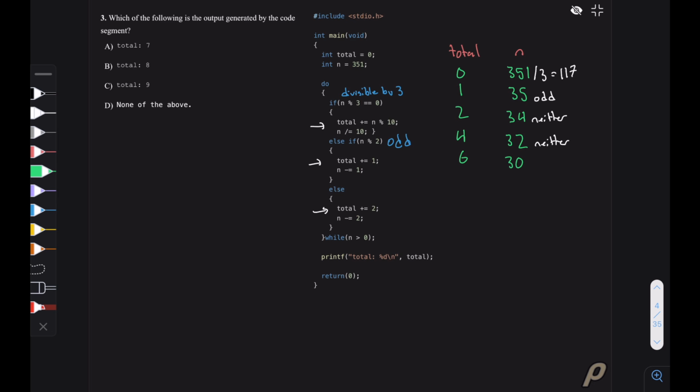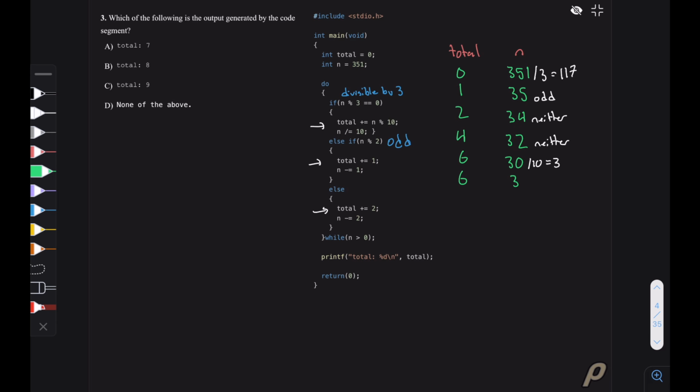we check, is n mod 3 equal to 0? In this case it is, because 30 divided by 10 is equal to 3. So there's no remainder there. So then we add to total, we add n mod 10. So we just add 0 to our total here. So then our total just becomes 6. And then we divide n by 10 to get 3 now.